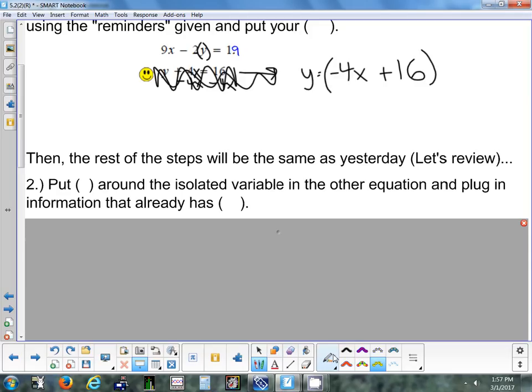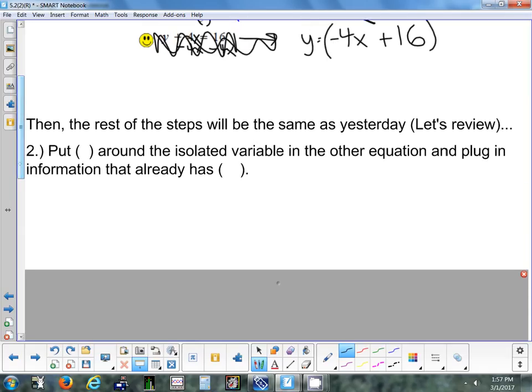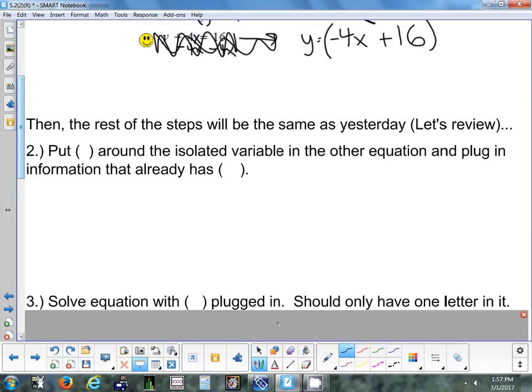Yeah, put it in for y, Kyle. Yeah, the negative 4x plus 16. Plug it in for y in the top equation. I left some space here, guys, but we already did that. We already wrote it up here. We put our parentheses. We did all that. Now we're on step 3.